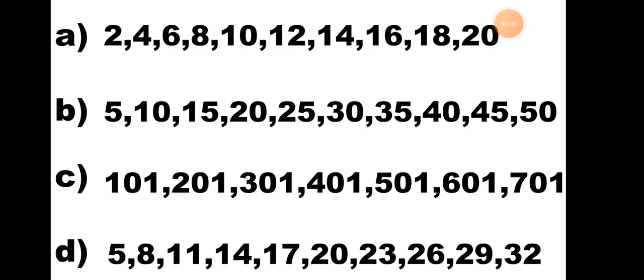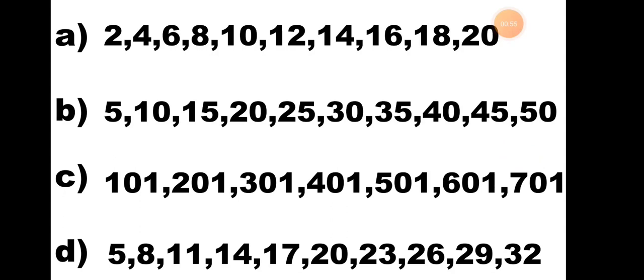Now in the table of 5, 10, 15, 20, 25 and so on, when you look at the numbers in the units place, you can see 5, 0, 5, 0, 5, 0. So this pattern continues in the table of 5.